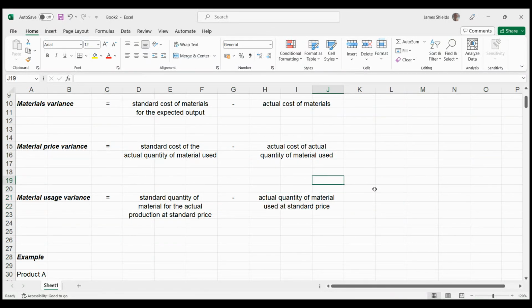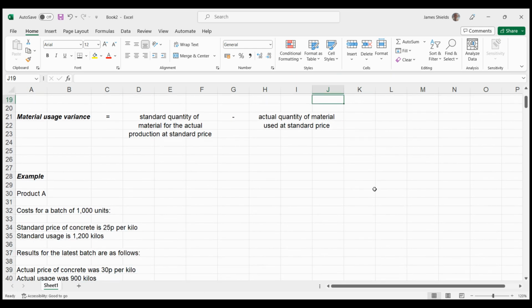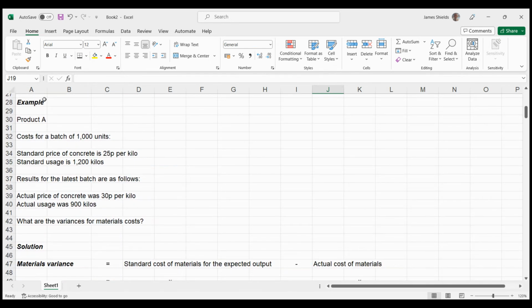Now they become a lot more meaningful when we look at some questions. I'm going to have an example here. So I've got product A, and here we've got the cost for a batch of 1,000 units. So the batch means a group of units. So in this case, we've got a group of 1,000 units. So we're told that the standard price of concrete is 25p per kilogram. The standard usage is 1,200 kilograms.